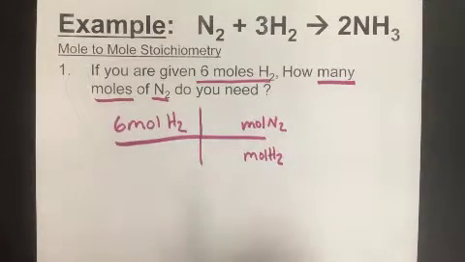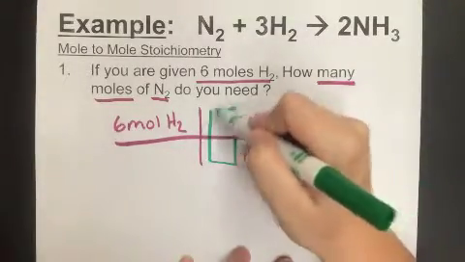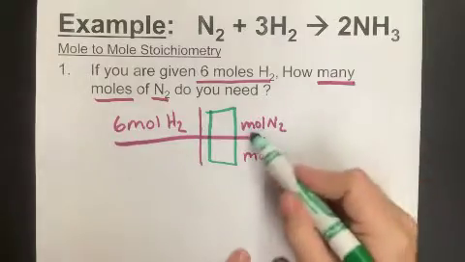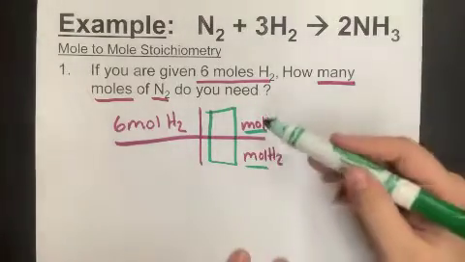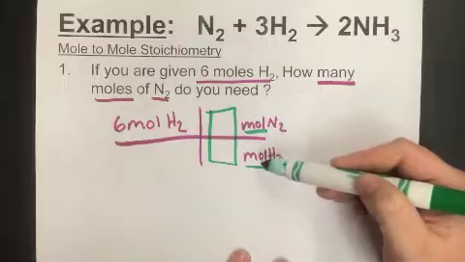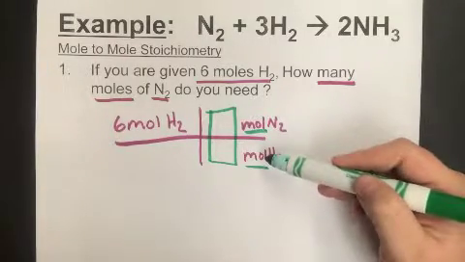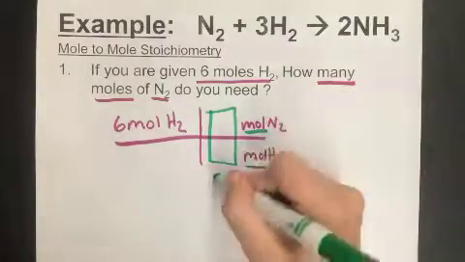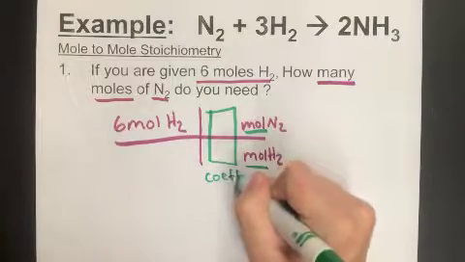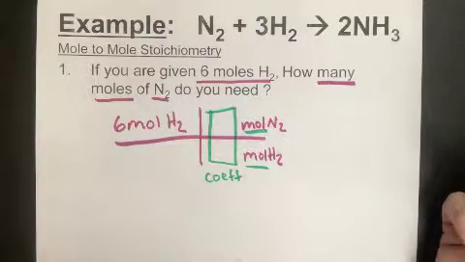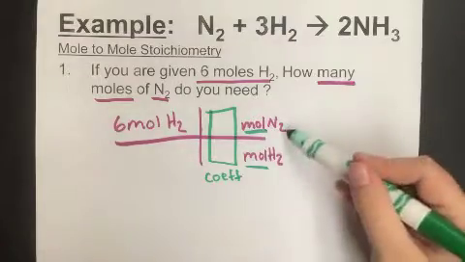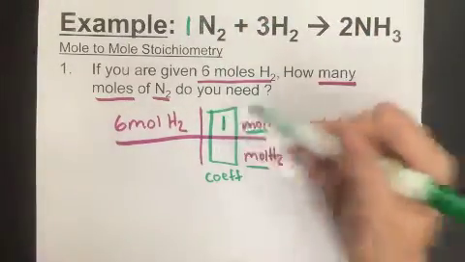Now, I have to retrain your brain a little bit here, because I have trained your brain that whenever you see moles, you put a 1. Now I need to retrain it. When you have moles of something over moles of something else, you no longer assume that you put a 1 there. Instead, you look at the coefficients in the chemical reaction. So for example, for moles of N2, we're going to put a 1.